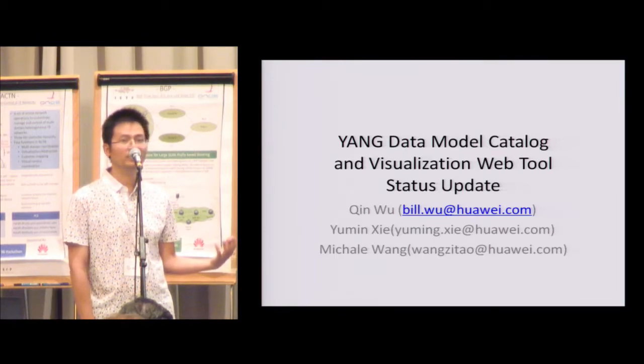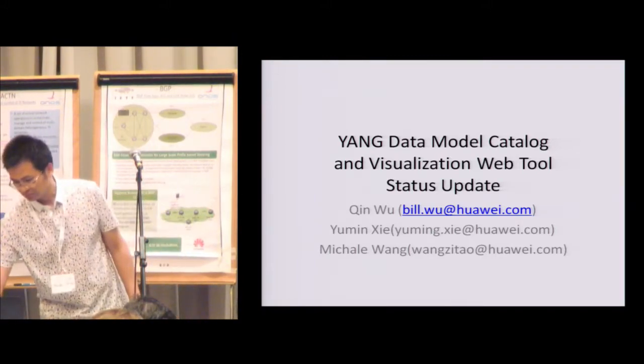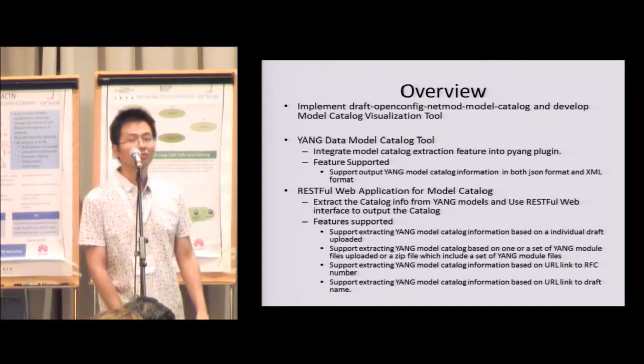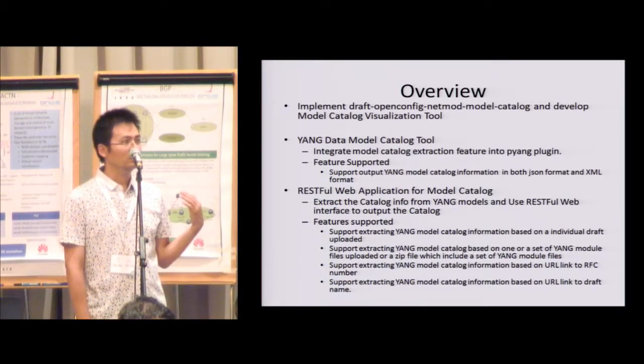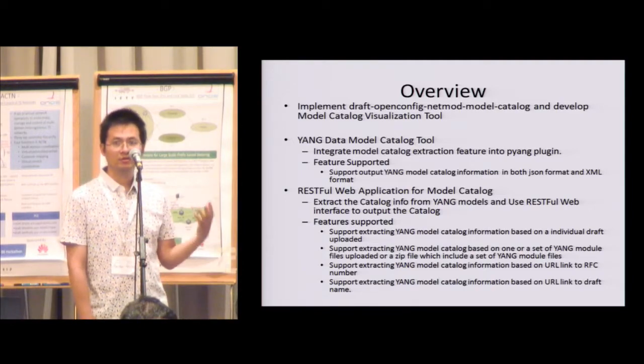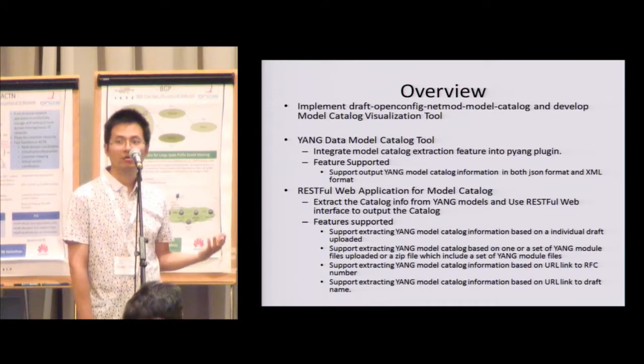This is basic information we can extract from a YANG model. We can figure out how this catalog information can help us link YANG models together. We extract the catalog information from the YANG model, and we figure out how to visualize this model catalog information. We worked with Carl on this project.